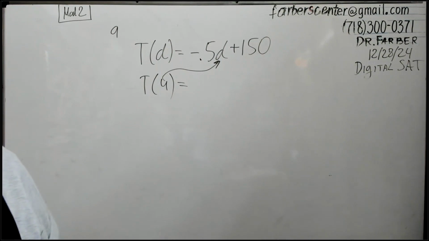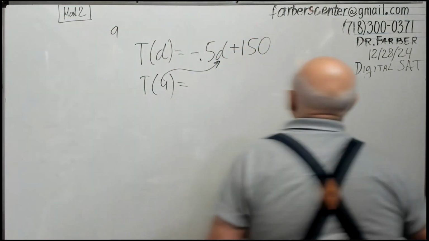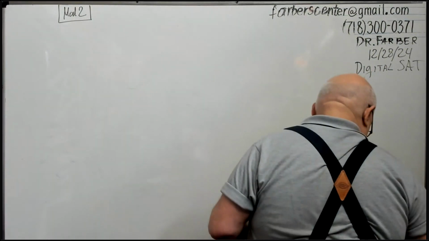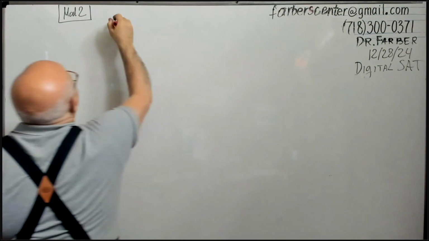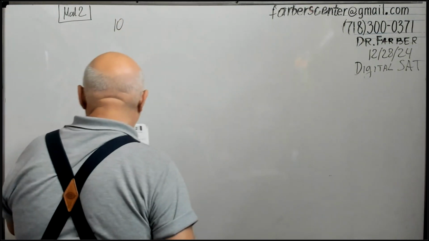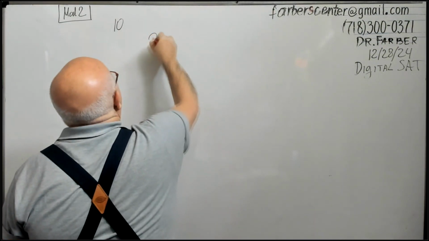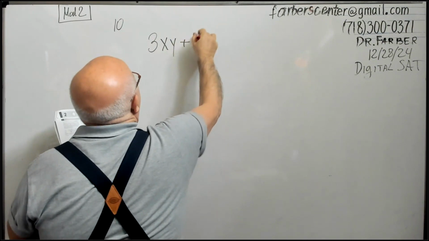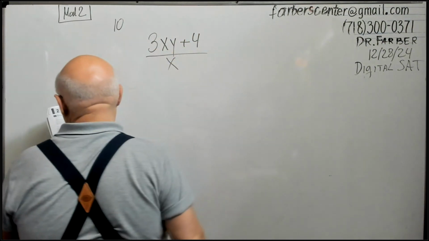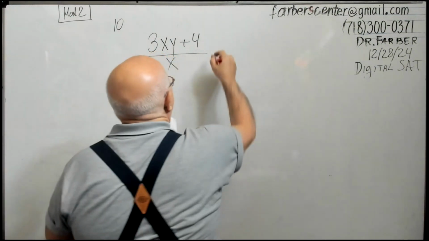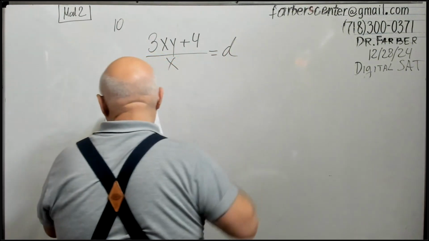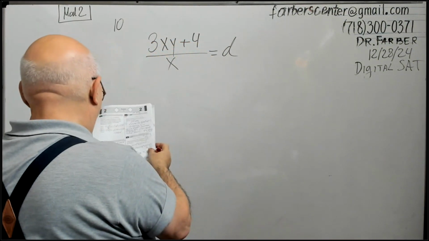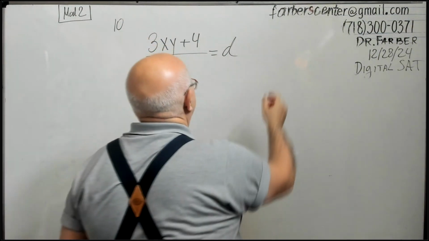Number 10, a few students asked. What is it? 3xy plus 4 over x equals d. And they ask you to find x, x in terms of this.